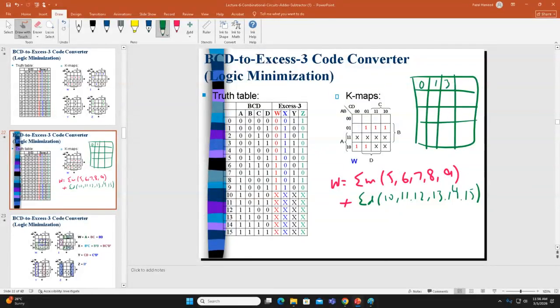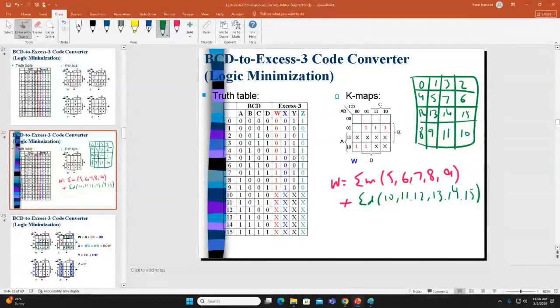0, 1, 3, 2, 4, 5, what? 7, 6, 10, 11, 9, 8, then what? Help me. 12, 13, 15, 14. 13, 14, and 15. 15, remember?